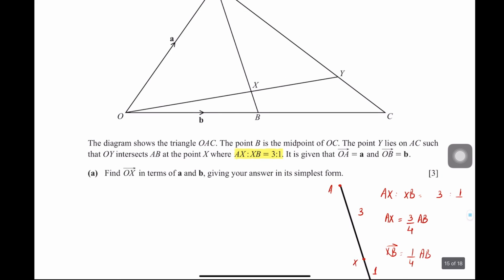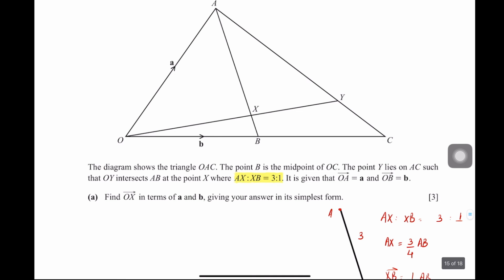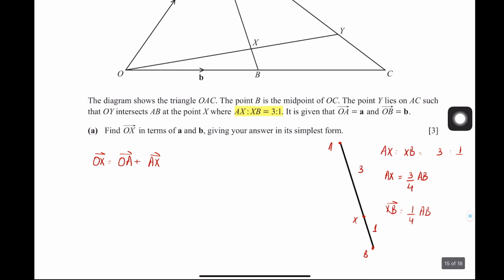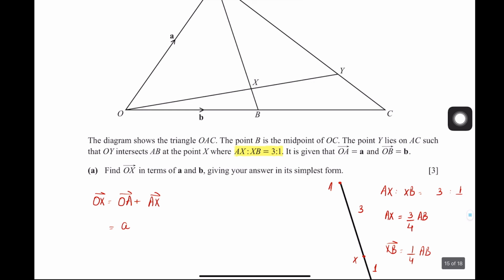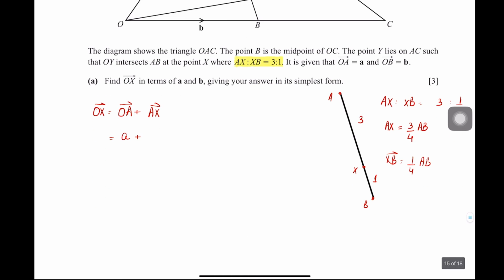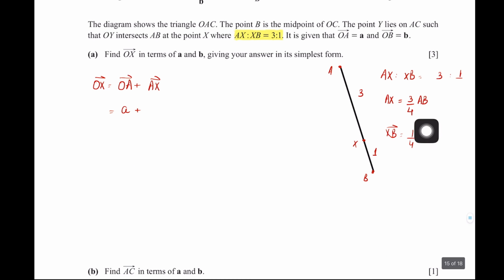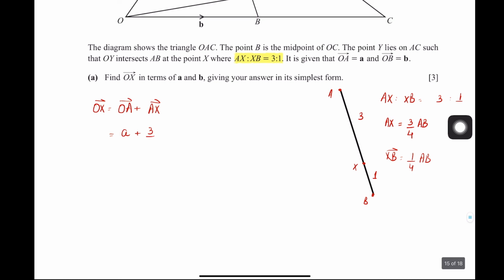Now if I want to find OX, let's see what I can do. OX can be found by going from O to A and then from A to X. As far as OA is concerned, things are pretty straightforward. It's going to be A. But what am I going to do about AX? I don't know what AX is, but I do know that AX is 3/4 of AB. So I'm going to replace AX with 3/4 of AB. And how does that help? Now that I can find out what AB is, I can find out OX as well.